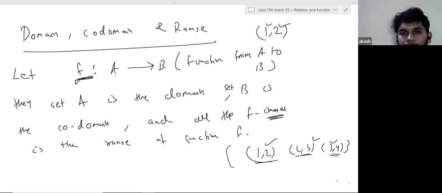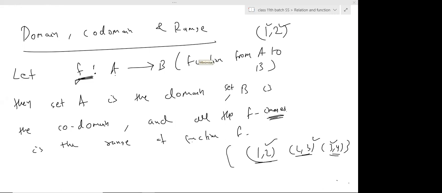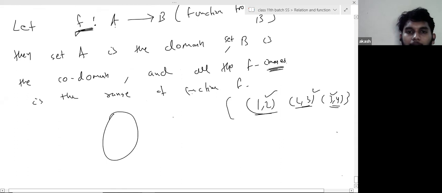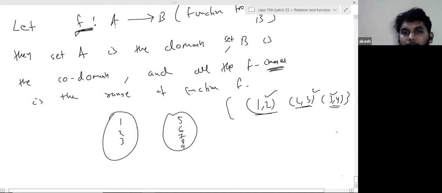All right. Good. So an example for this would be, if this is set A and this is set B, with 1, 2, 3 in A and 5, 6, 7, 8, 9 in B. If I connect 1 to 5, 2 to 6, 3 to 7, then the domain is this whole set A, 1, 2, 3.